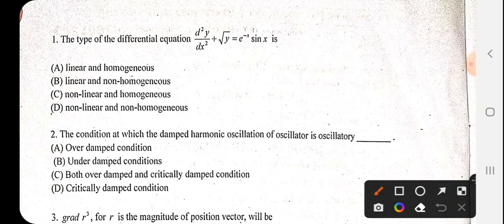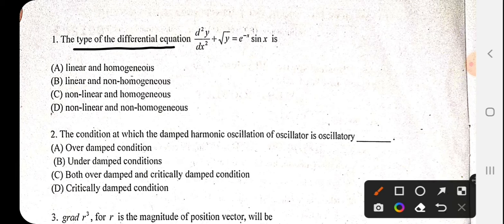The first question is: the type of the differential equation given by d square y upon dx square plus root over of y equals e to the power minus x sin x is dash. So options are linear and homogeneous, linear and non-homogeneous, non-linear and homogeneous, and the fourth one is non-linear and non-homogeneous.